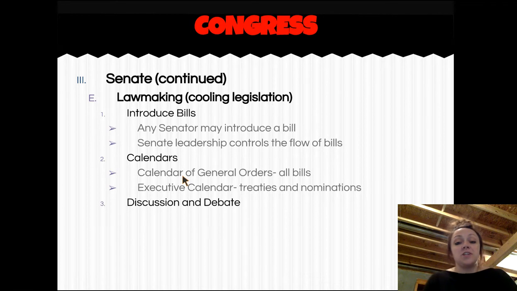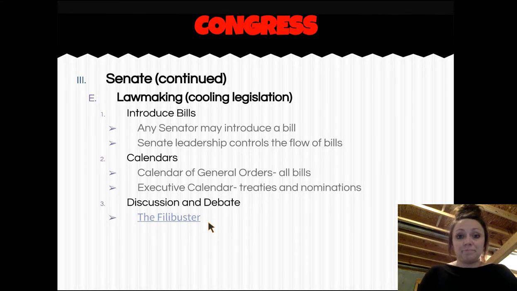Step 3 is discussion and debate. There is a committee step in this. It would be in between the introduction and the calendar process. But whenever it is, the bills are actually discussed on the Senate floor, and this is where a lot of time is spent. Senators have the privilege of unlimited discussion. So that basically means that if you want to talk for 3 hours about your bill, then you go for it. Now, as you can imagine, that can get pretty lengthy with 100 people.